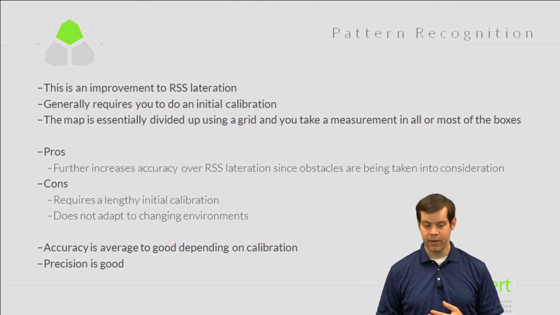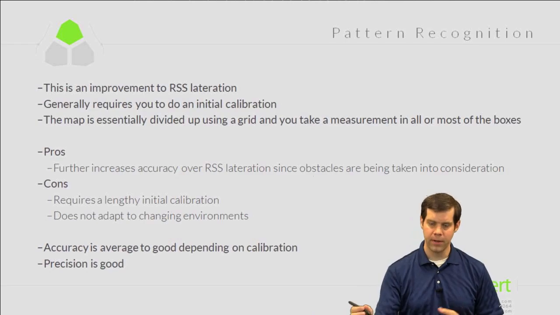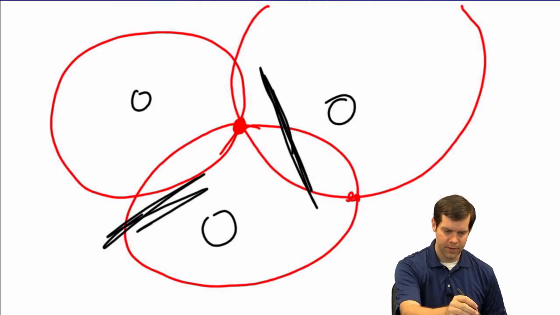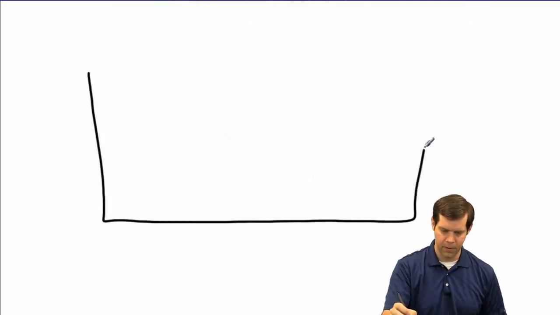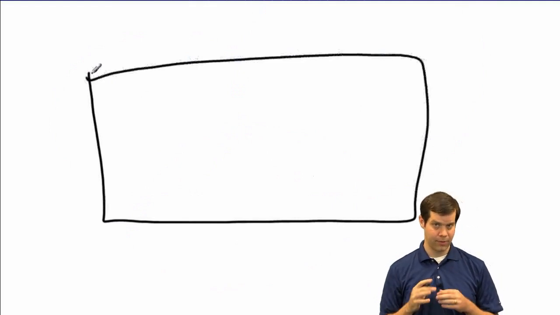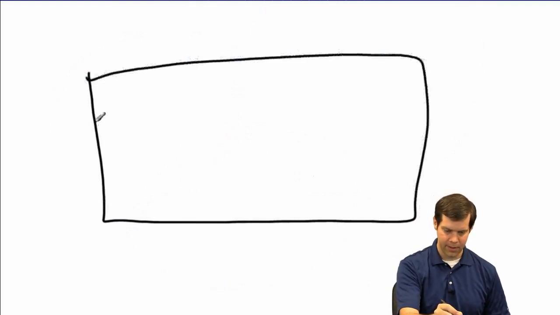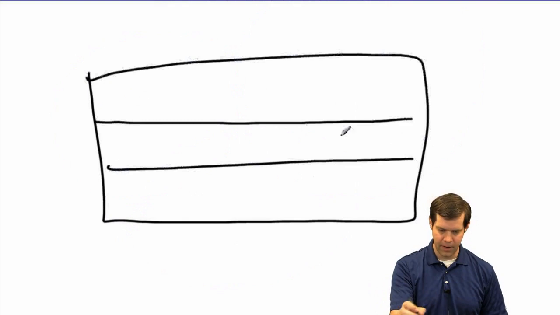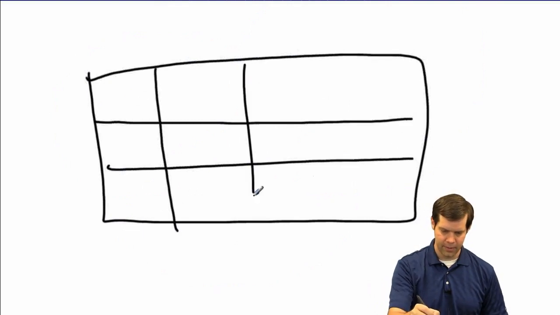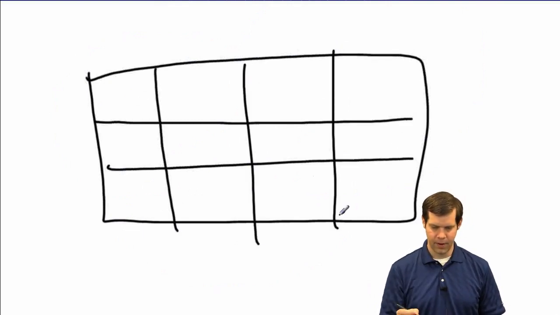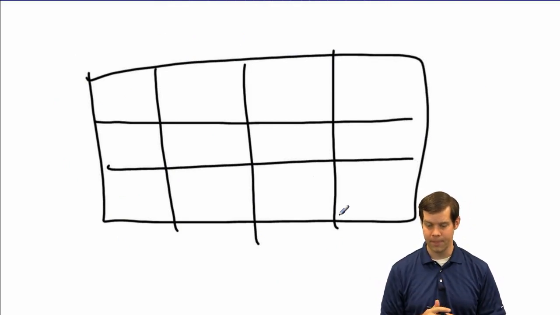Now the accuracy here is going to be good, average to good depending on your calibration. Precision is good, and the precision is really going to be based off of how big do you make the grids. So for instance, let's say that I have a floor looks something like this. Now a super imprecise method would be maybe a grid pattern that looked just something like this. So I only have 12 different grids that something could be placed in. But my calibration would take a whole lot less time.